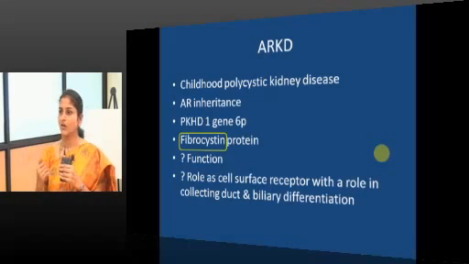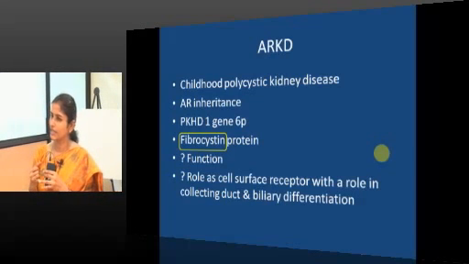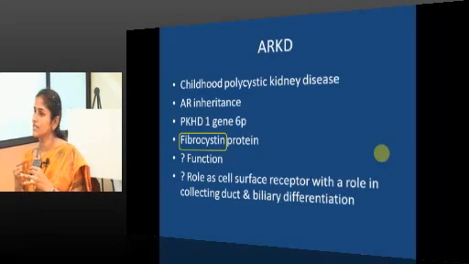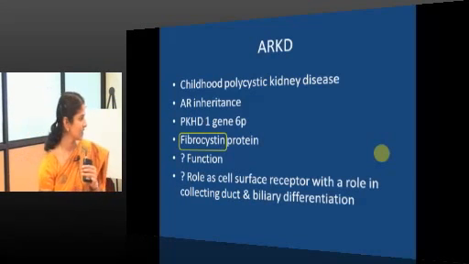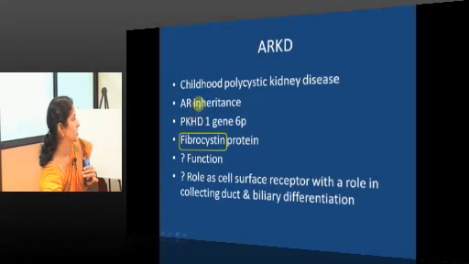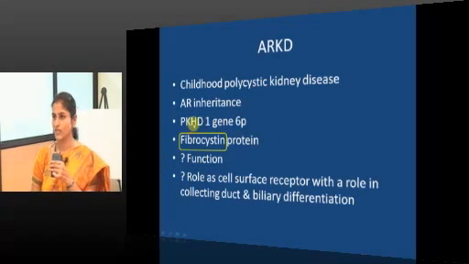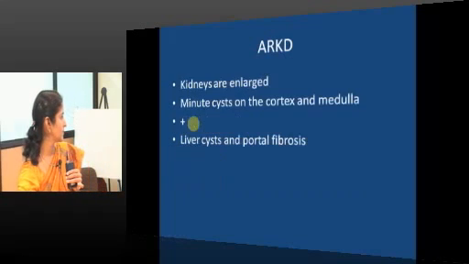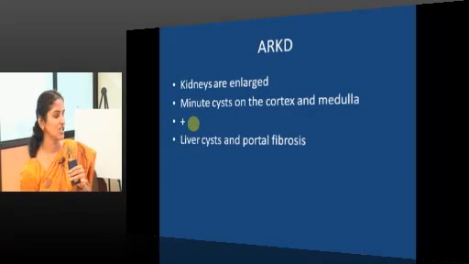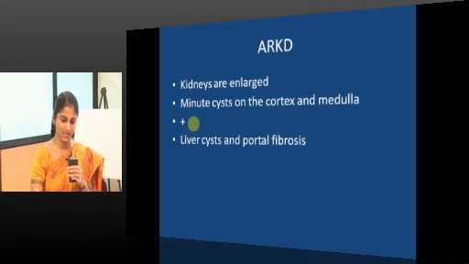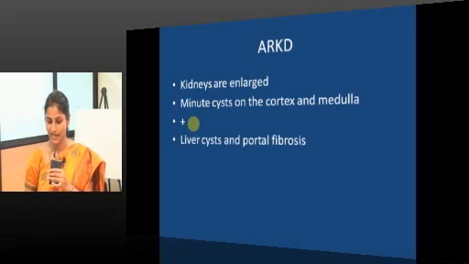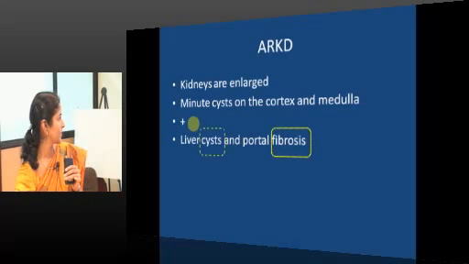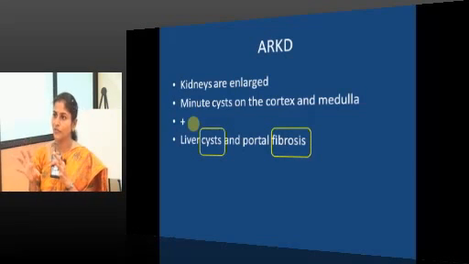Then the second entity, autosomal recessive polycystic kidney disease. Like any other autosomal recessive disorder, this will start manifesting from childhood. It is even more aggressive, and here the gene is PKHD1 on chromosome 6p. The protein is fibrocystin. So, the kidneys are enlarged with minute cysts in the cortex and the medulla, associated with the presence of liver cysts and portal fibrosis. That is why the name fibrocystin.